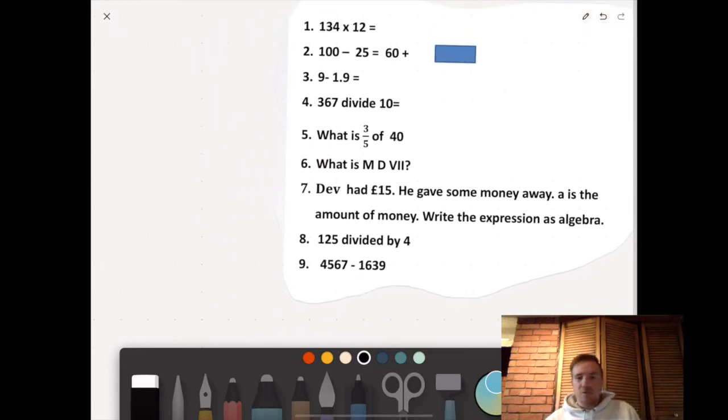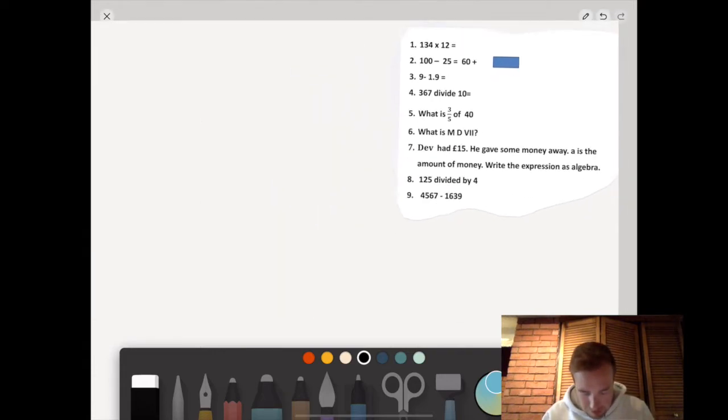Bit of a funny question, this one. You won't have come across anything like this. It's a lot more straightforward than it probably comes across as. Dev has £15. He gave some money away. A is the amount of money. Write the expression as algebra. Okay, so all it wants you to do is 15.